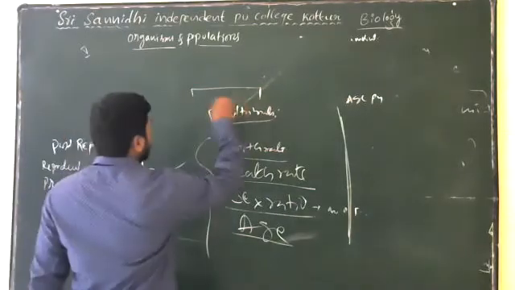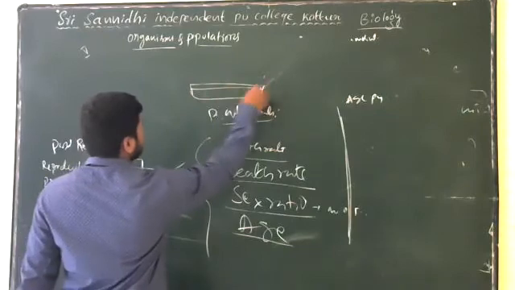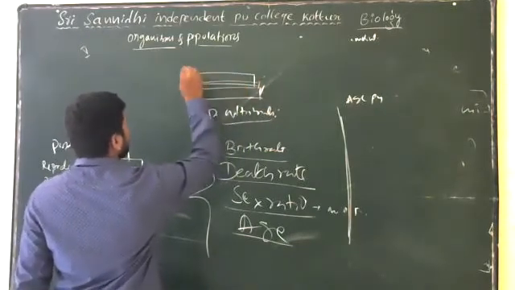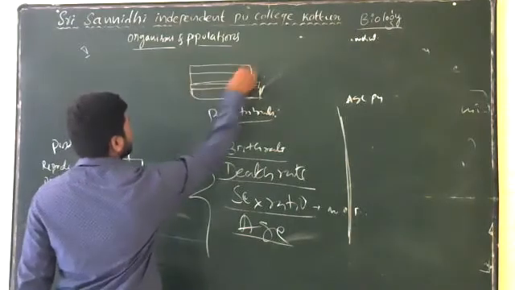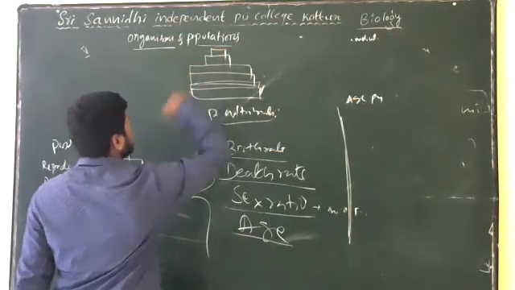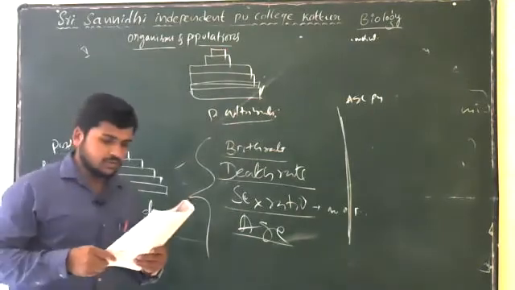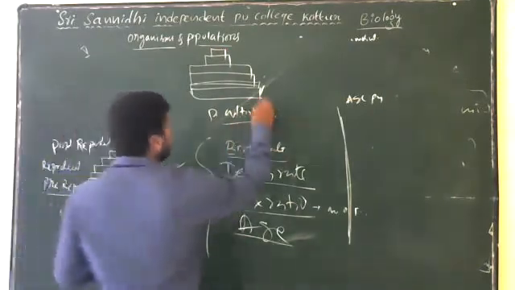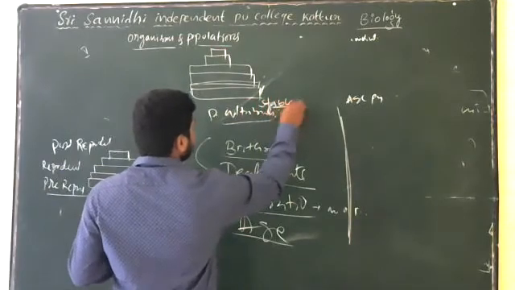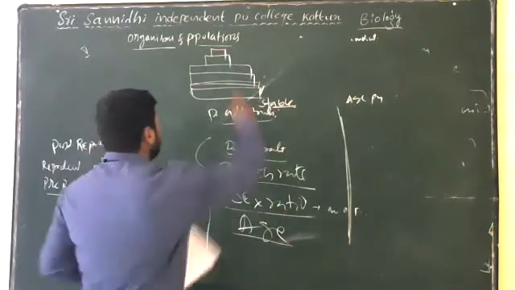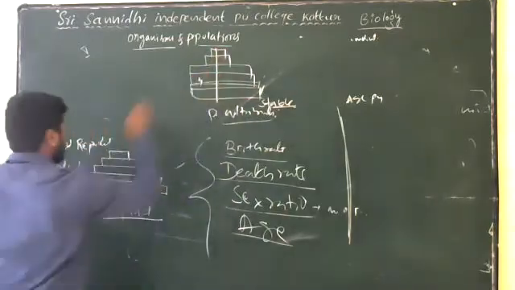If the number of individuals in pre-reproductive stage and reproductive stage are the same, this is called stable or constant. It neither increases nor decreases, stable type.